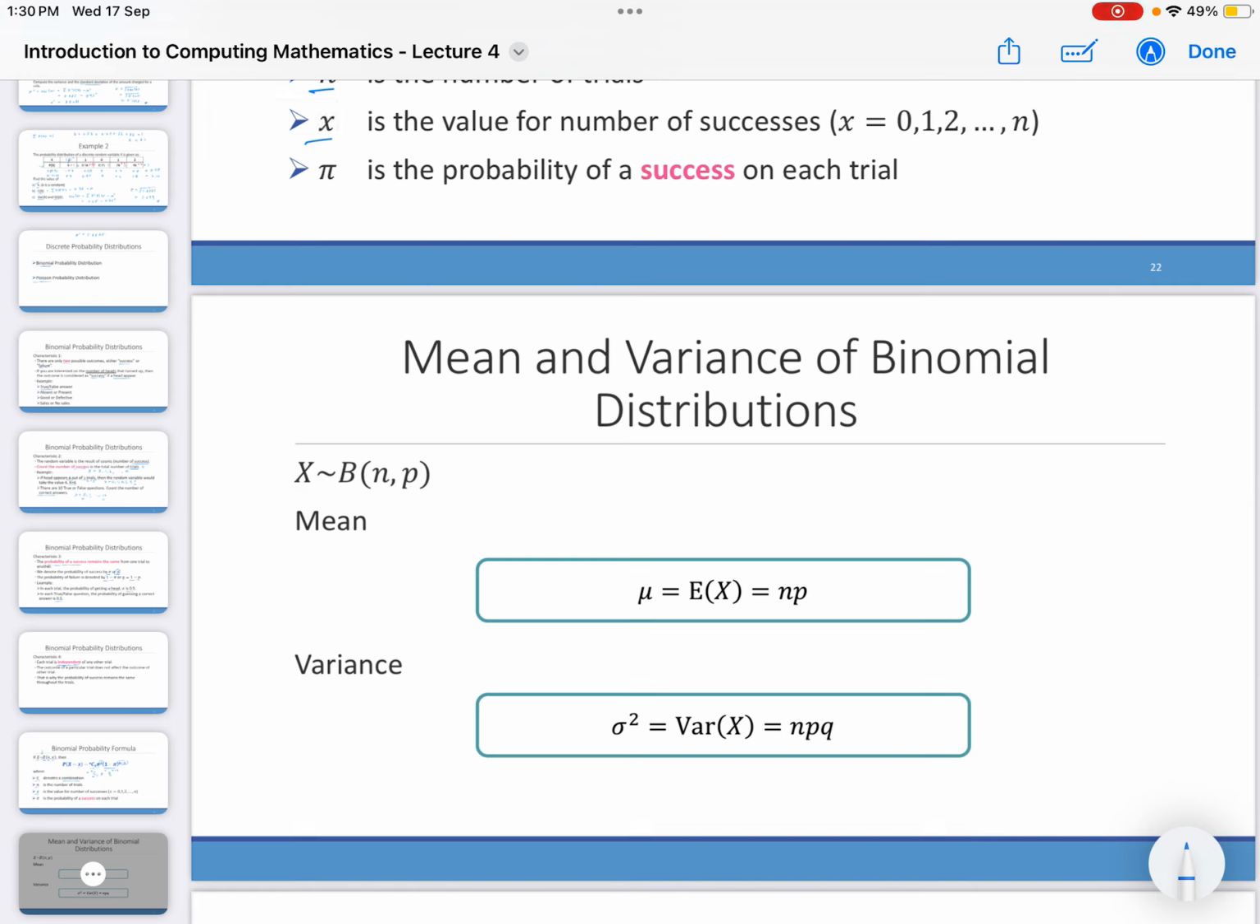Okay, and then the mean and variance. The mean for binomial is n times p, and the variance for binomial is n times p times q.